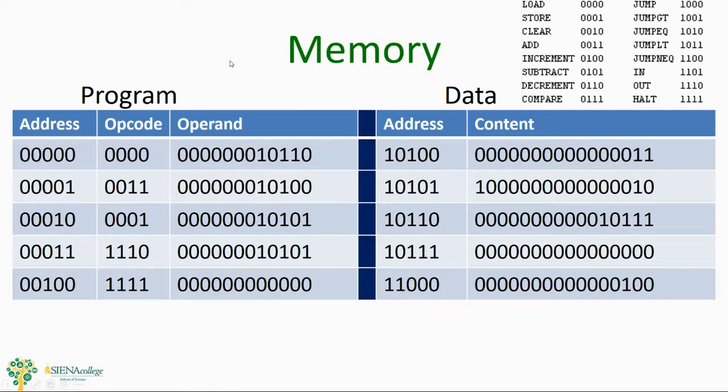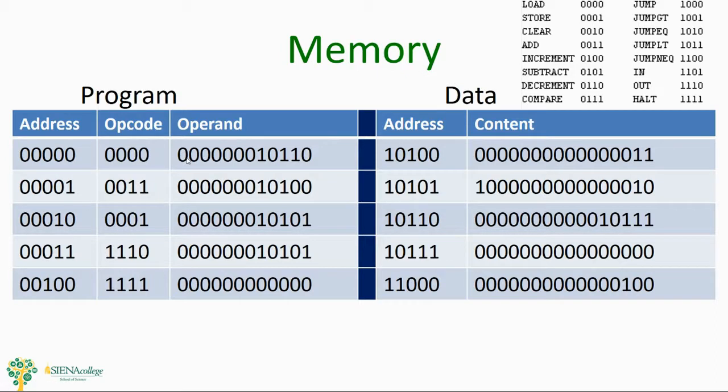So program and data. And over here is a reminder of what our instructions are. So opcode 0000 is a load, and it says take whatever is at location 10110, which we can find over here. The middle one is this, and we're going to store that into a register. So opcode, operand, everything's in binary. Not the easiest thing to manipulate.